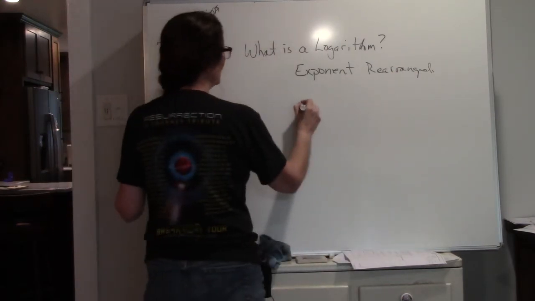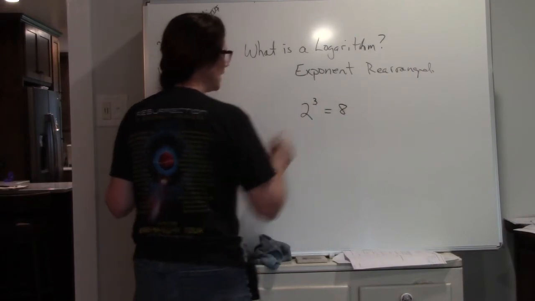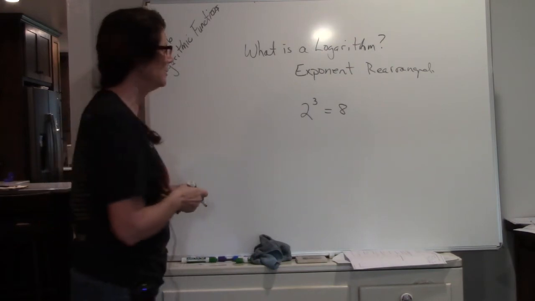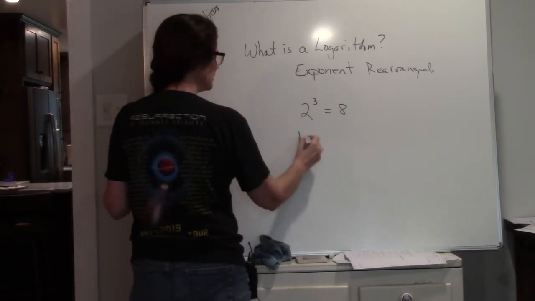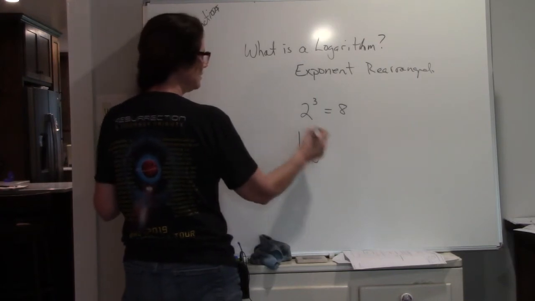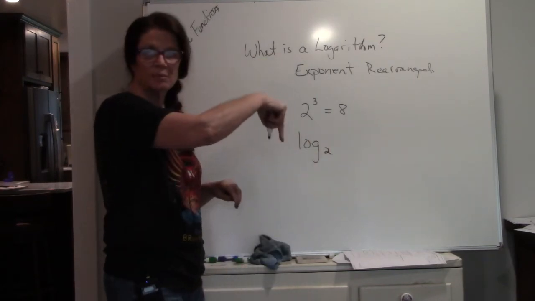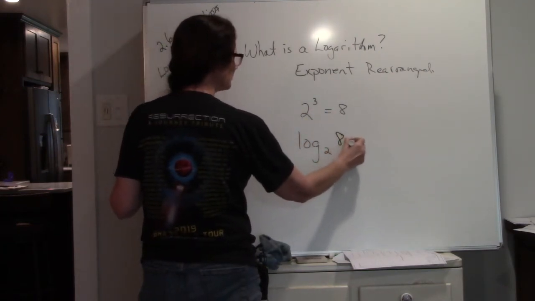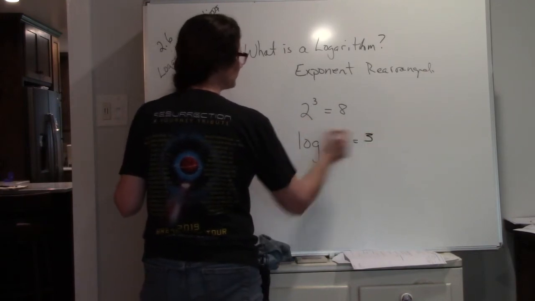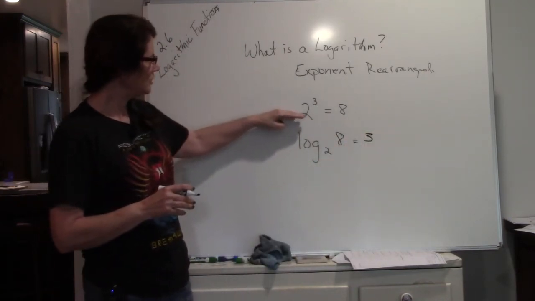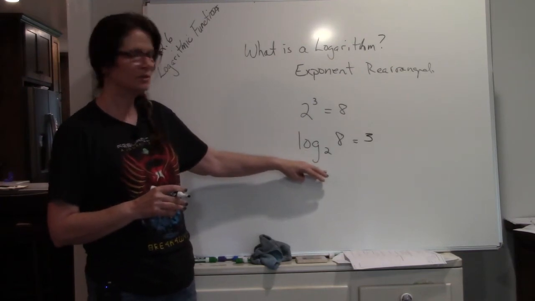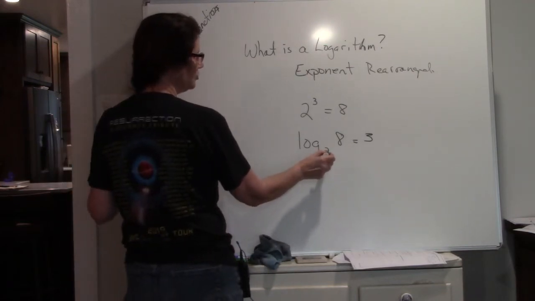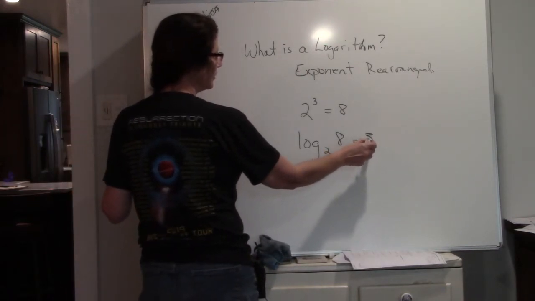So let me give you an example. If I have 2 to the third power equals 8, that's an exponent. It's 2 raised to the third power equals the total of 8. Well, a log is just an exponent. So I have a base of 2, so that is going to be in the subscript. My total is 8, and my exponent is 3. So if you notice, I'm using the exact same information. I've just rearranged it. So when you read a log, you're going to read it as 2 raised to the third power gives me 8.